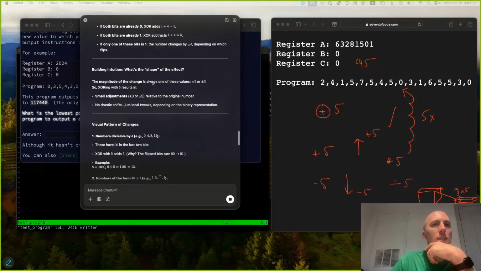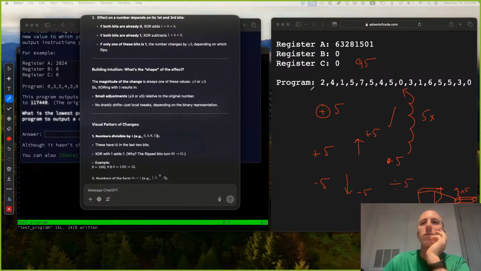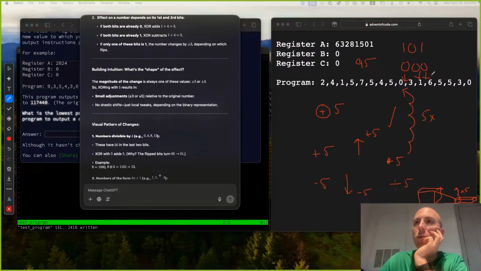So the magnitude of the change is always one of these values: 5, plus or minus 5, plus or minus 3. Wait, why would it be plus or minus 5 or plus or minus 3? Basically there can be 2 cases. So with 5, both of these values could be 1. So that would be plus 5.